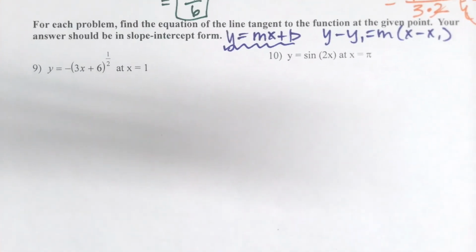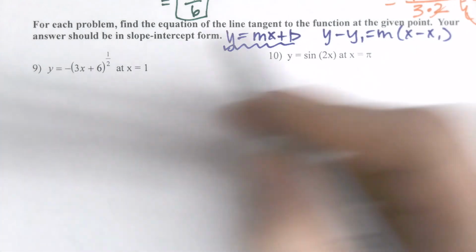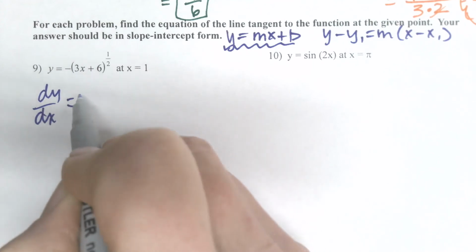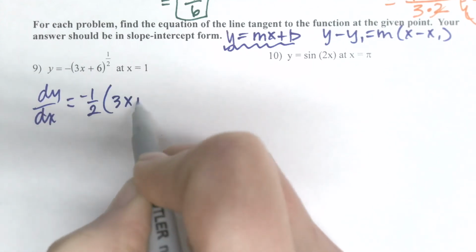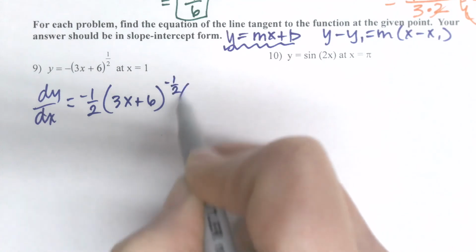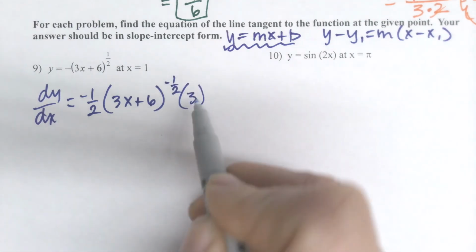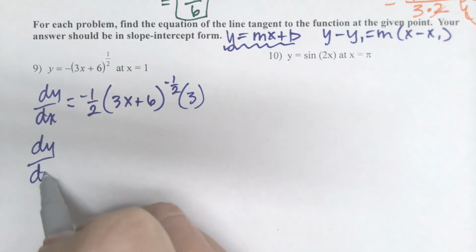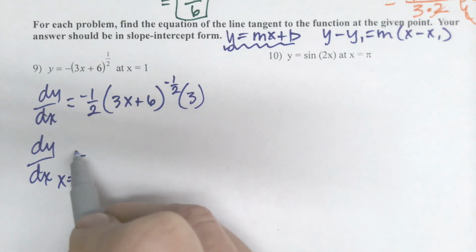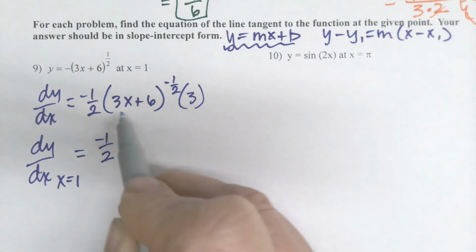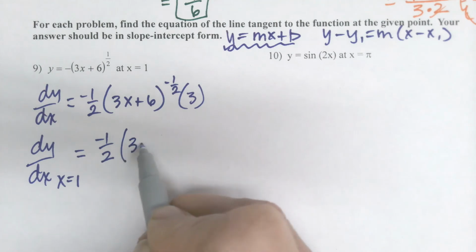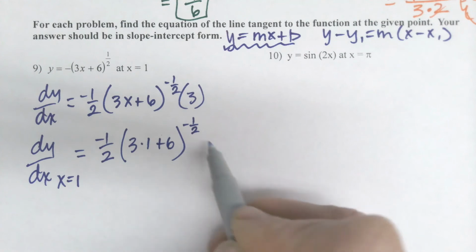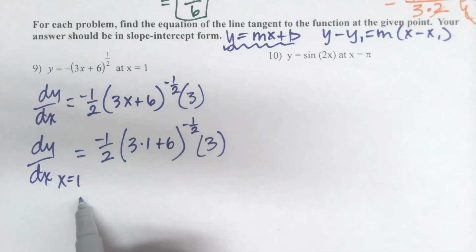So again, what do I have to do? I have to jump in and do my derivative because I need to find the slope. So the slope dy dx is negative 1/2 times 3x plus 6 to the negative 1/2 times 3. That 3 comes from the derivative of the inside. I'm going to evaluate this dy dx at x equals 1. So I will put that in there: 3 times 1 plus 6 to the negative 1/2. I know that's eventually going to end up in the denominator. Times 3.